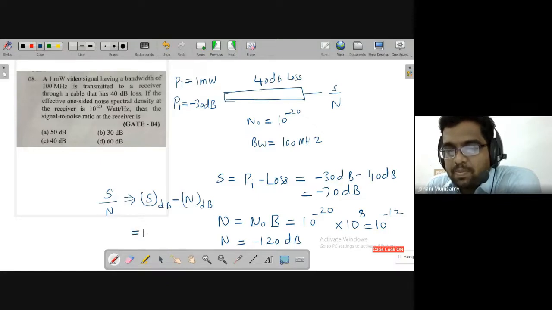So what is the signal power? Minus 70. What is the noise power? Minus 120. Already minus is there. So 50 dB is the answer.